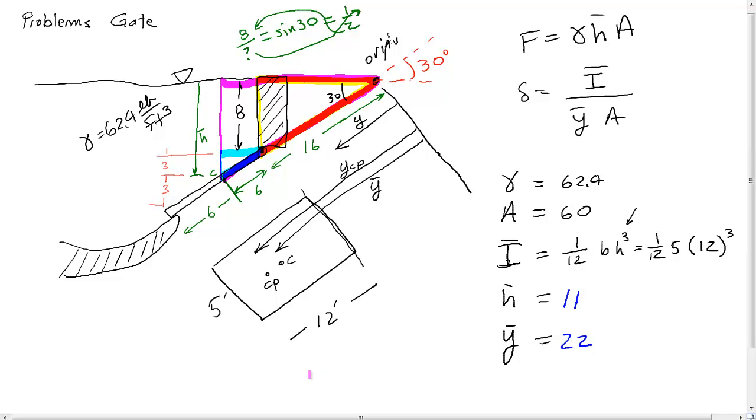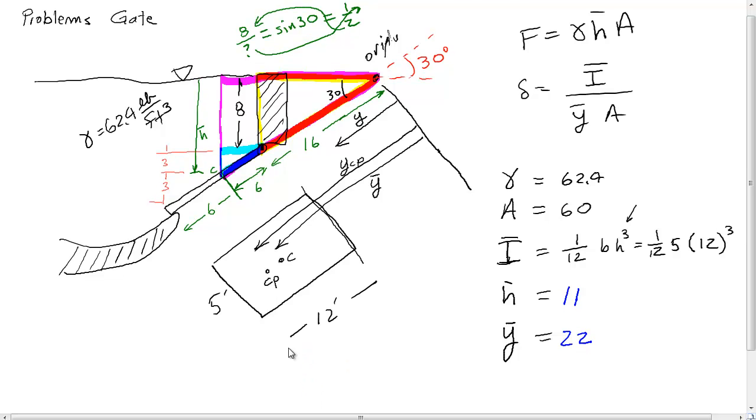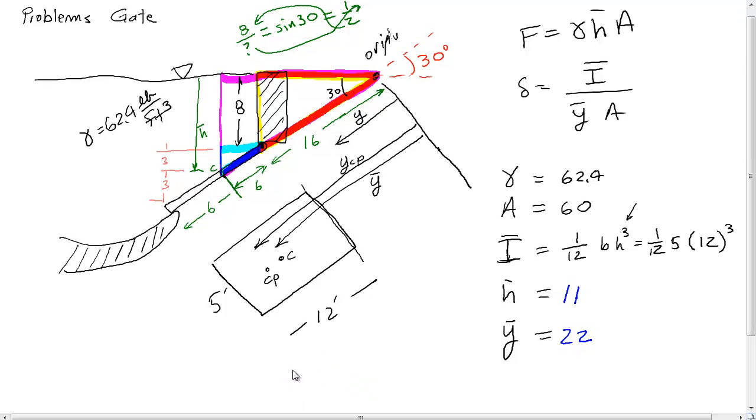So does h bar... wait, here, change ink. Does h bar over y bar equal the sine of 30, which is a half? If I put h bar in there, it's 11 and it's 22, so yeah, I'm pretty much okay from this equation. So I think I have all my information at this point.